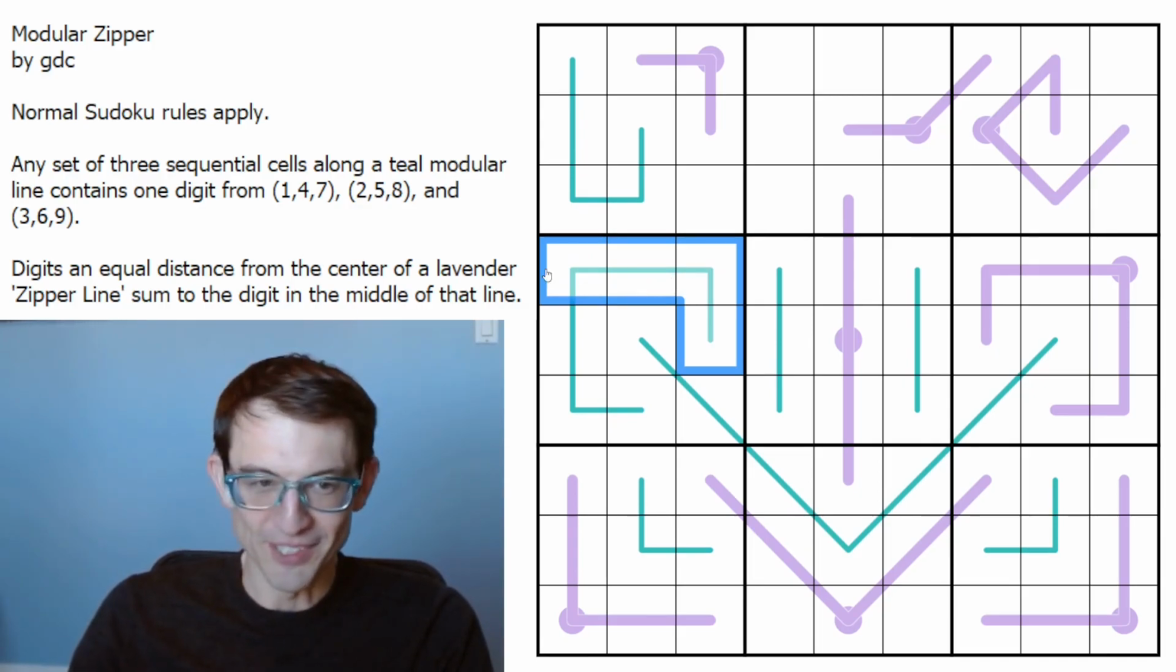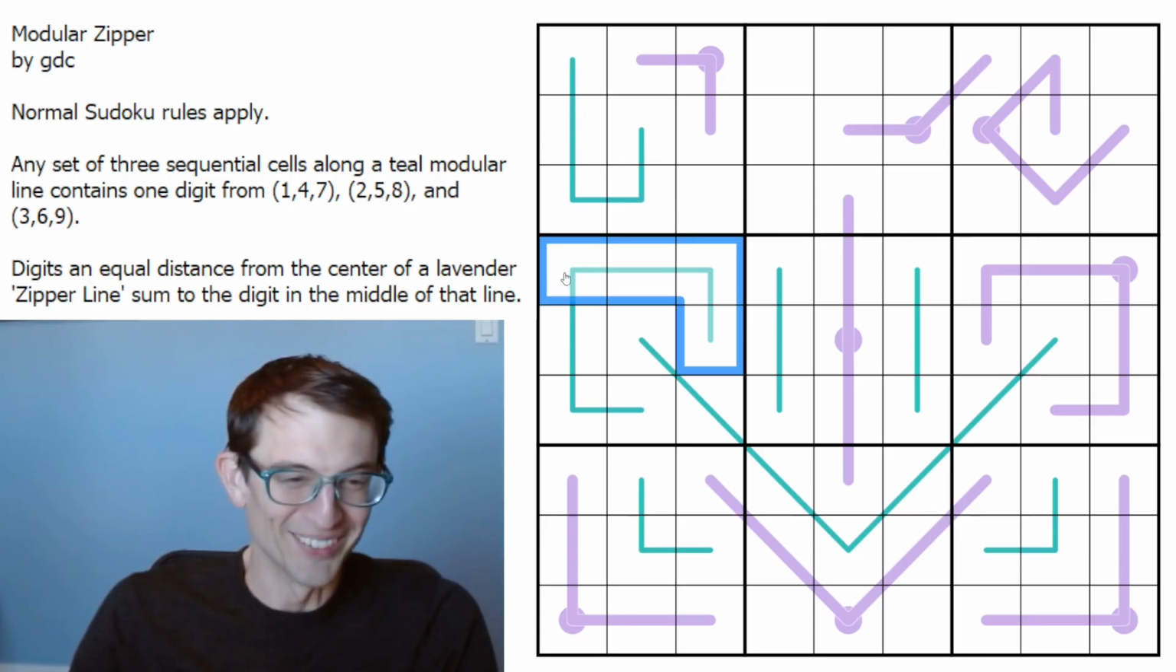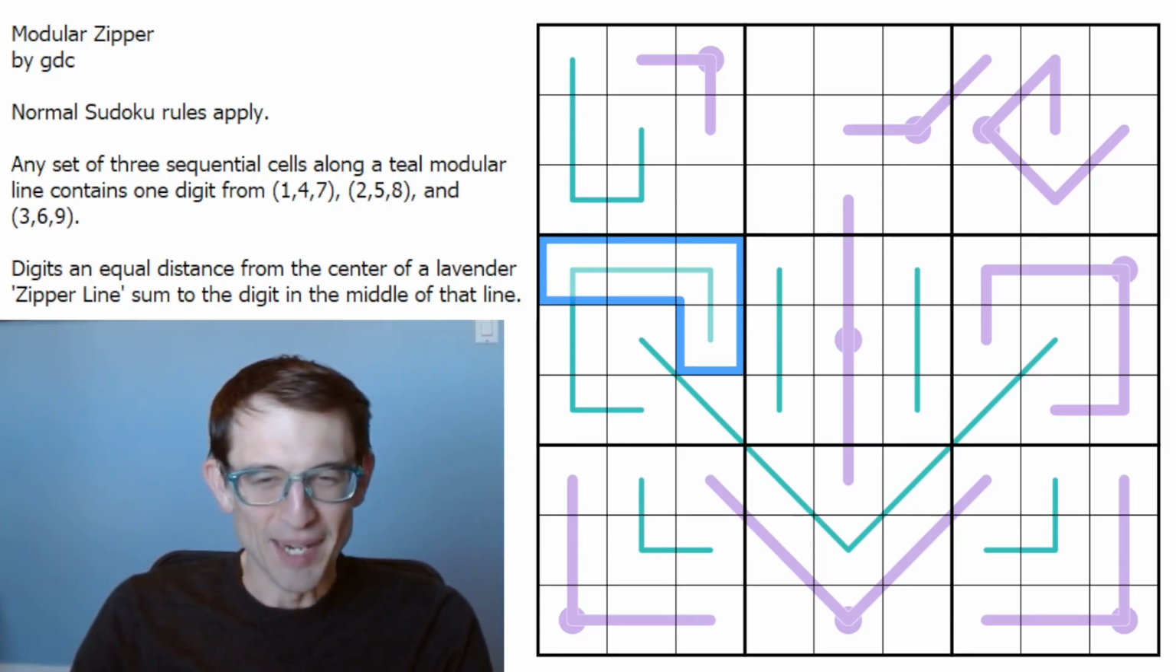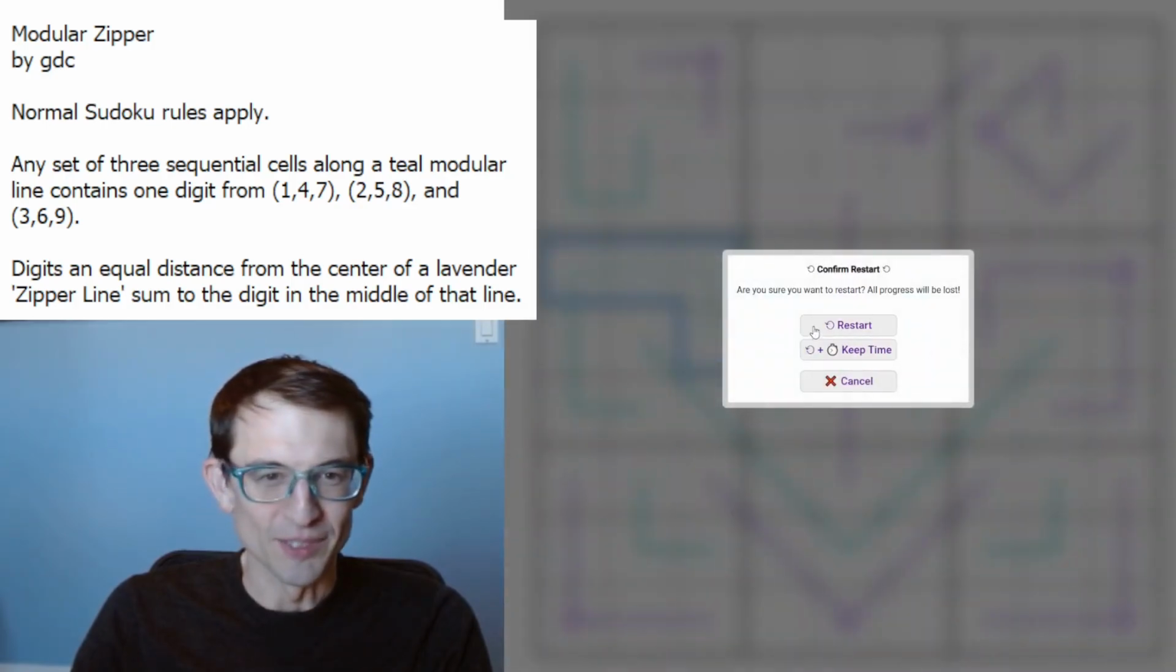Go ahead and try this puzzle yourself first, or don't, whatever floats your boat. But I'm going to try it. I'm going to start now. Let's just restart the time for me.